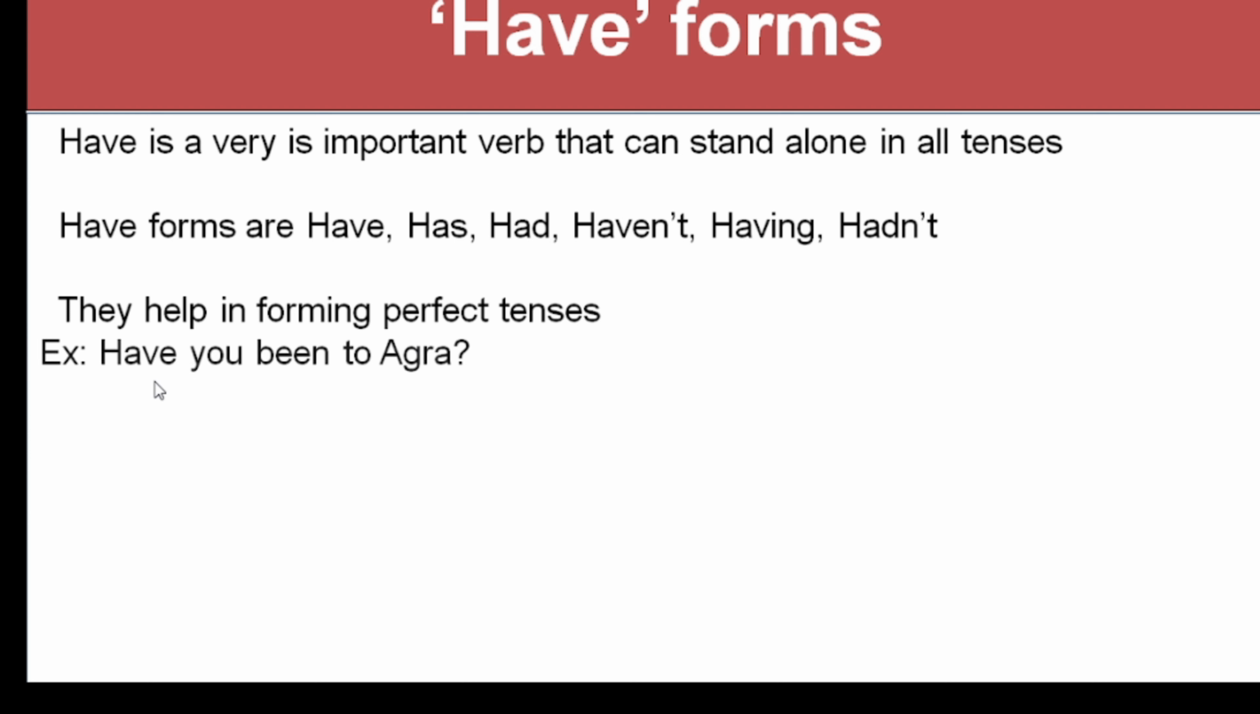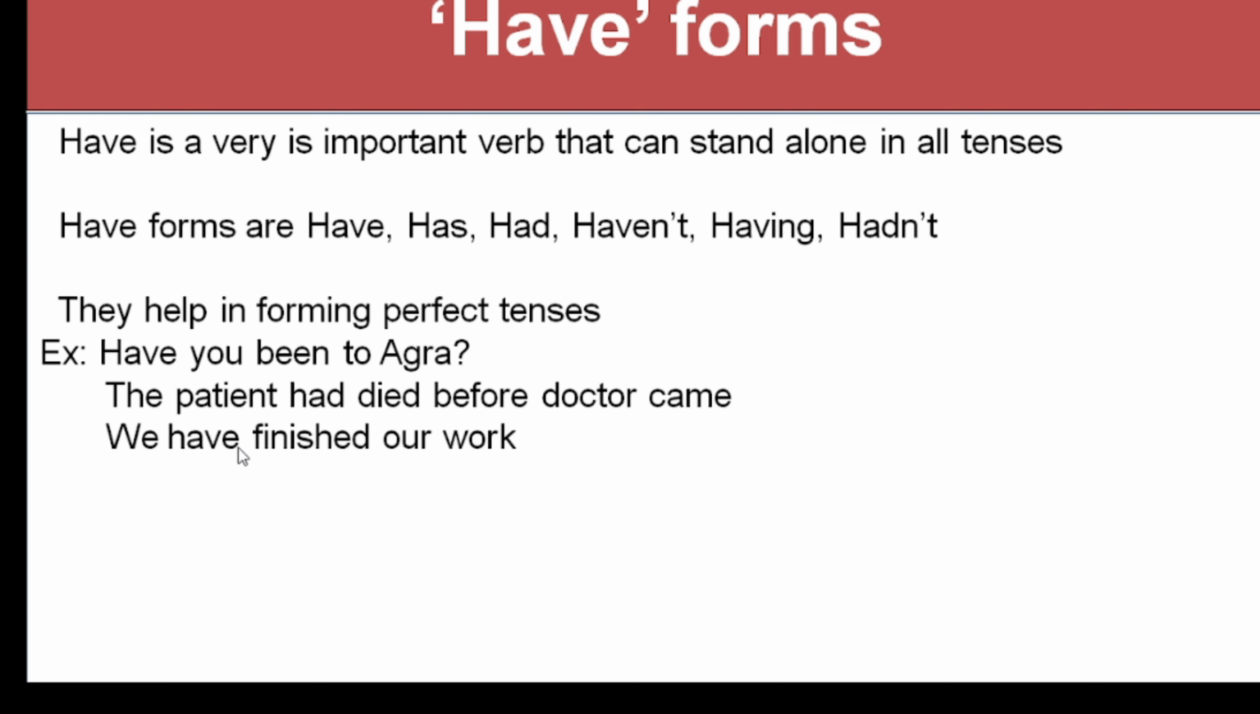For example, have you been to Agra? So this is an interrogative sentence, which is in present perfect tense. Next sentence, the patient had died before the doctor came. So here we are using had as a have form. Look at, we have finished our work. So here we are using have as a have form in the sentence. Now, she has gone home. So this is also has, which we use for third person singular.